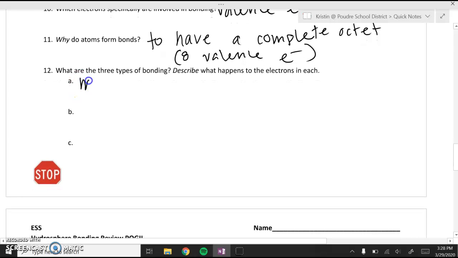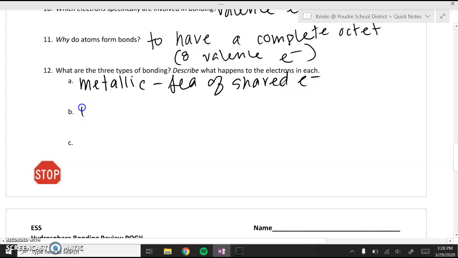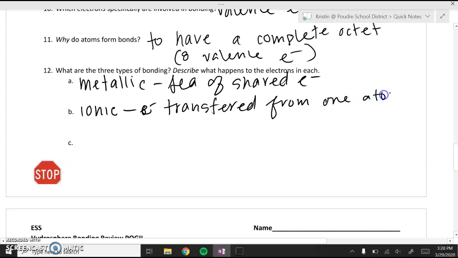Three types of bonding. Metallic, which is a sea of shared electrons. There's ionic, which is electrons are transferred from one atom to another. And covalent, which is electrons are shared between atoms.